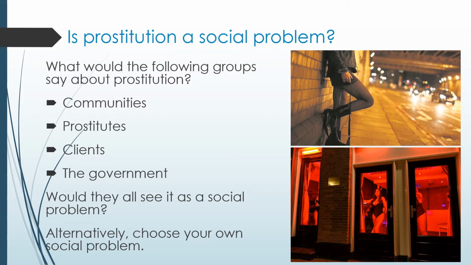Now you can choose your own social problem, but have a think about how each community might view prostitution in their area. What would they say about it? Do they consider it a problem? Would it be something they're interested or concerned about?